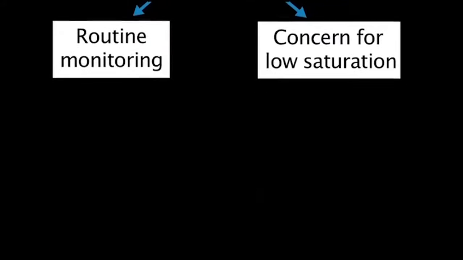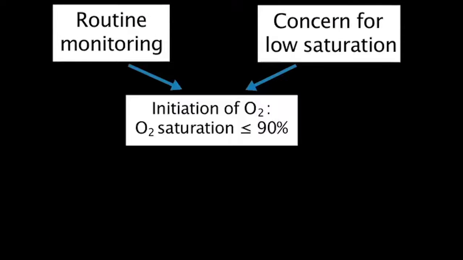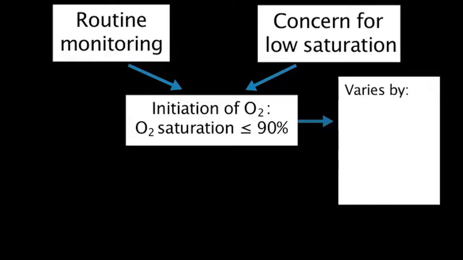In most hospitals, an oxygen saturation cutoff of 90% or less is considered an indication for oxygen therapy. And if you have a patient that has an oxygen saturation of less than 90% on pulse oximetry, your patient should be placed on oxygen. However, this cutoff can vary depending on an institution's oxygen capabilities.